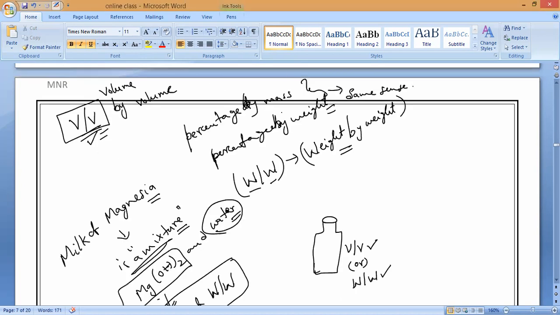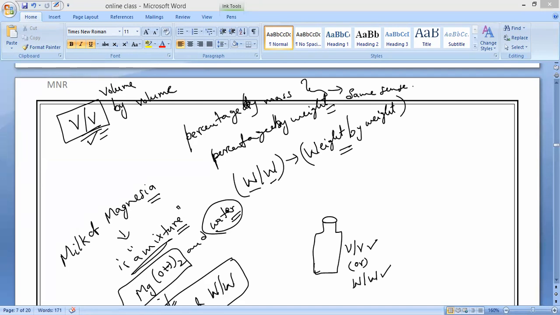Everyone, please note it down. You can even search on Google and see all the percentages. It is used to represent alcohol and all. I will show you alcohol bottles. They represent it in volume by volume percentage. If you take any real brands, they are represented in volume by volume percentage. I want to show you that.